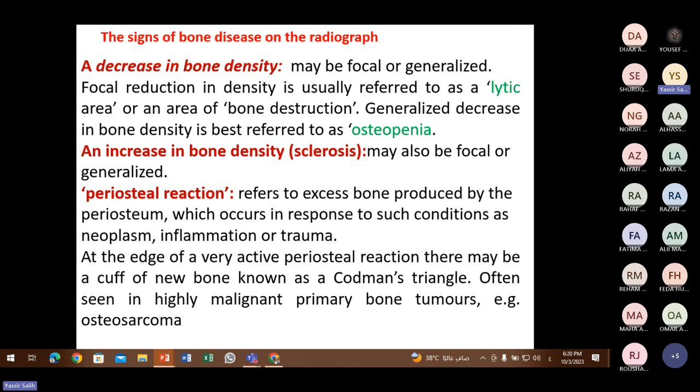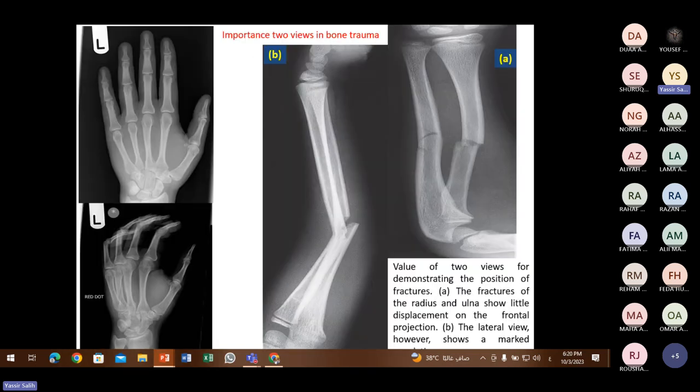Okay, now we talk about some signs of disease. This is very important because the abnormality is the first thing you will see. According to this, you can diagnose the abnormality. The first thing is you have to know the normal appearance of the joint and the bone. Normal density, the most important thing is normal density, and normal architecture of the bone, normal trabeculation pattern. Always keep this in your mind.